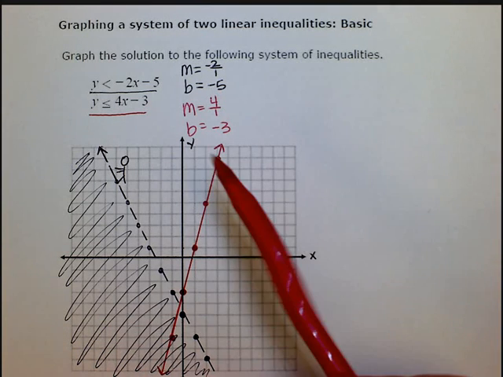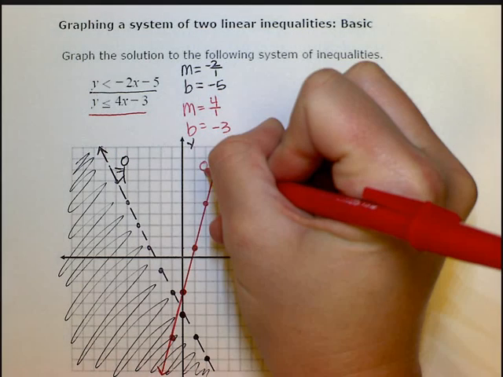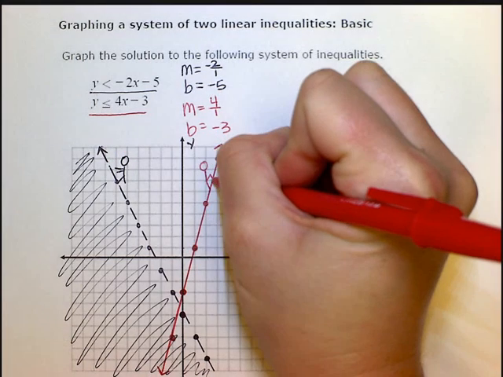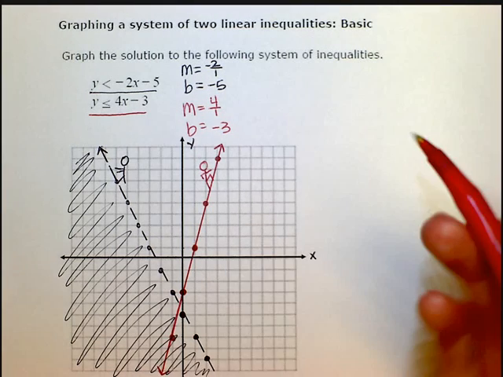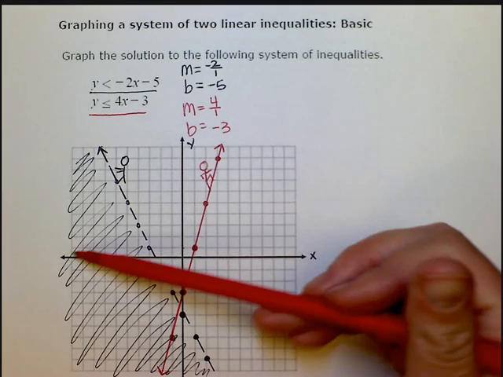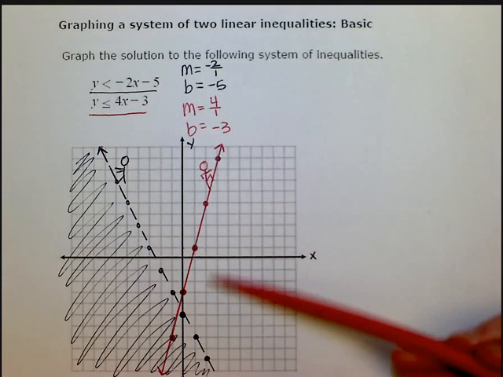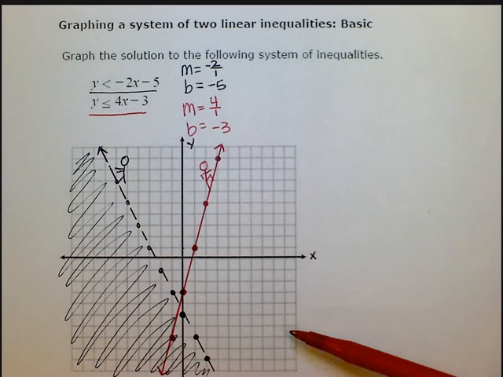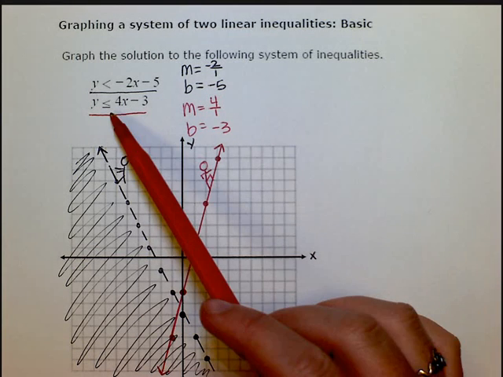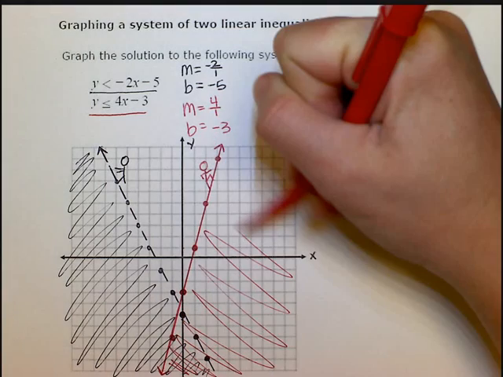Now we just have to decide which direction to shade it. Again, y is less than. So if I imagine someone climbing this mountain, here's a mountain. The sky for this guy is over here, which means this is greater than him because the sky is above him. The ground is over here, which means it's less than him. So if y is less than that, the area I shade is below him, or on the mountain, on the ground.